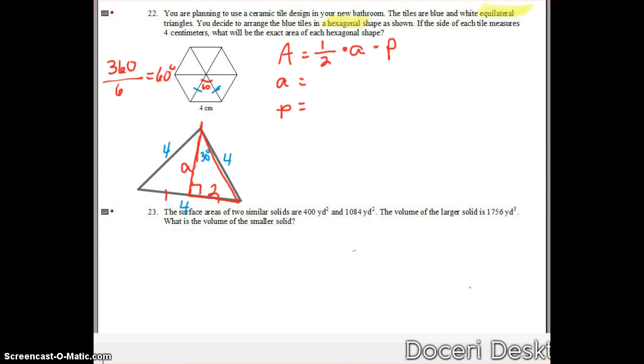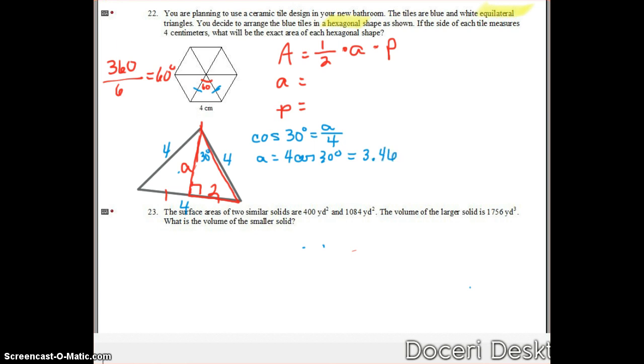I can either use the hypotenuse or I can use the 2, which is the base. I'm going to use the hypotenuse, so I have an adjacent side and the hypotenuse. I'm going to use the cosine of 30 degrees, which is equal to the adjacent side, which is A, that's our apothem, over the hypotenuse, which is 4. And then to solve for A, I'm going to multiply both sides by 4. That's going to give me 4 times the cosine of 30. And A then is approximately 3.46.